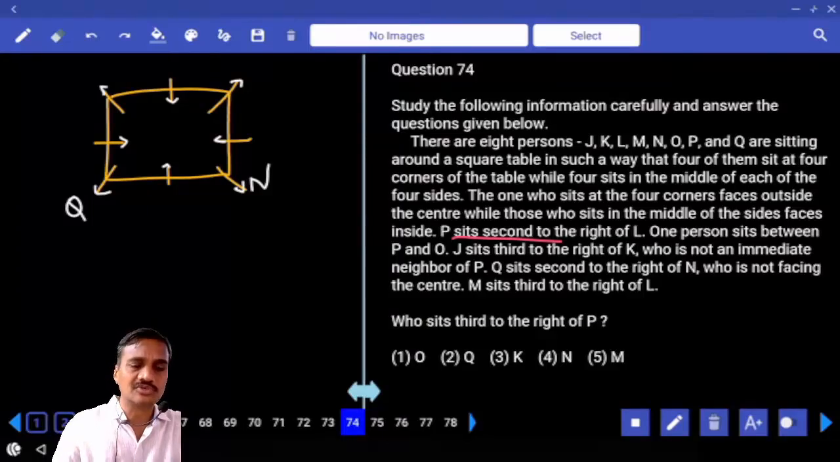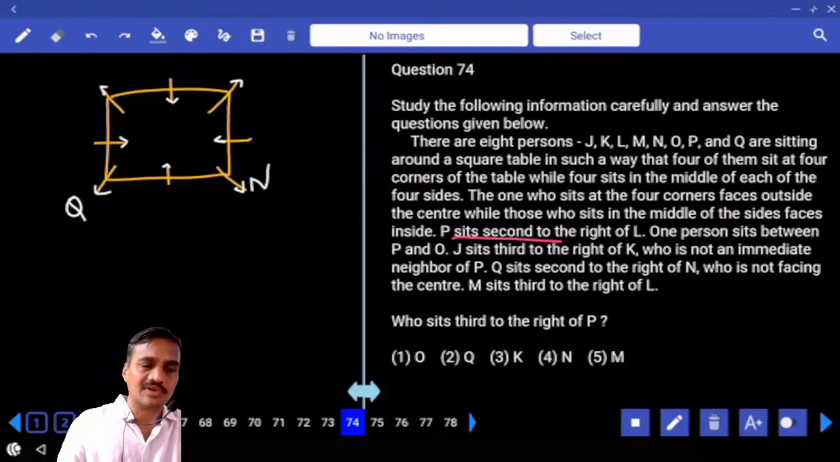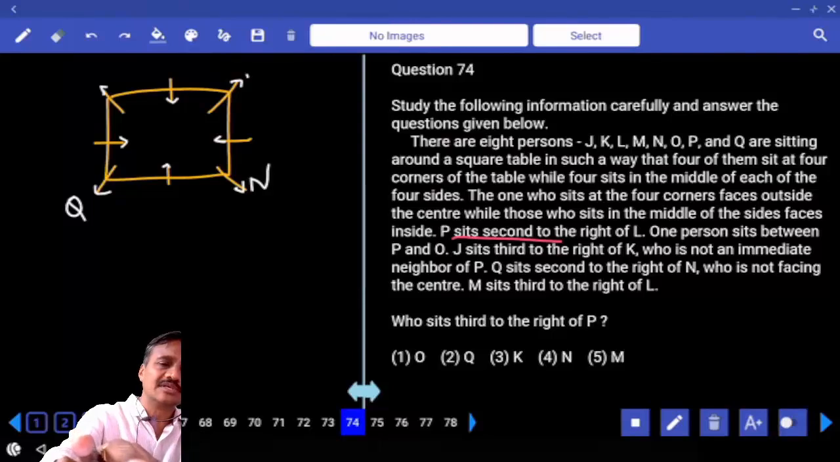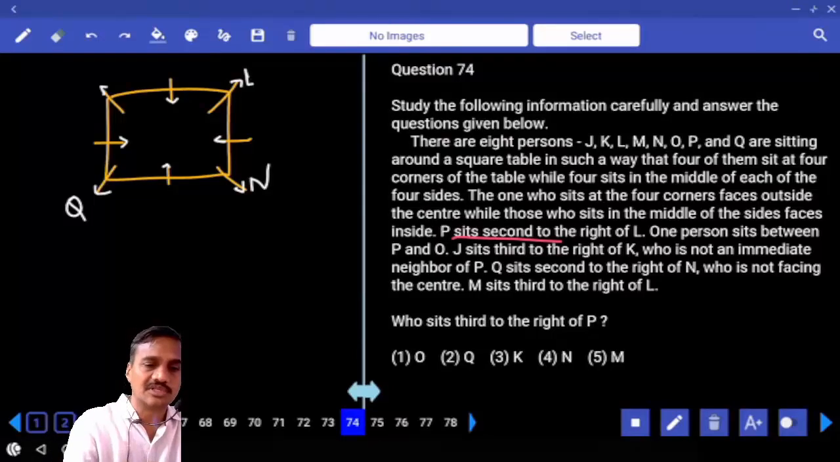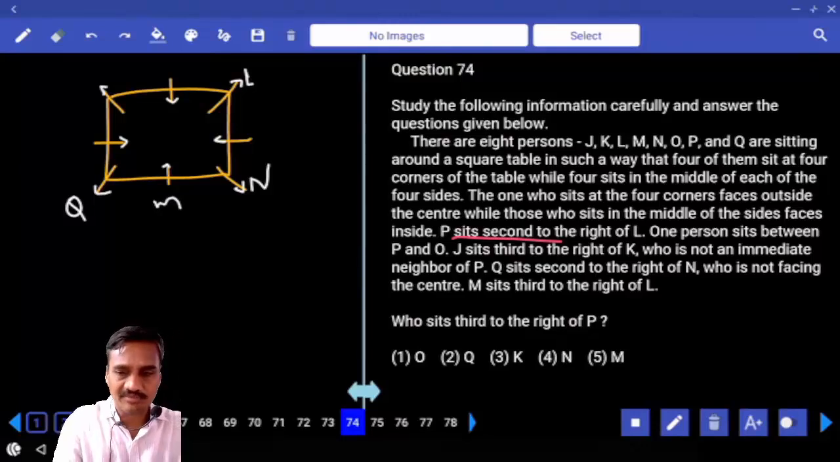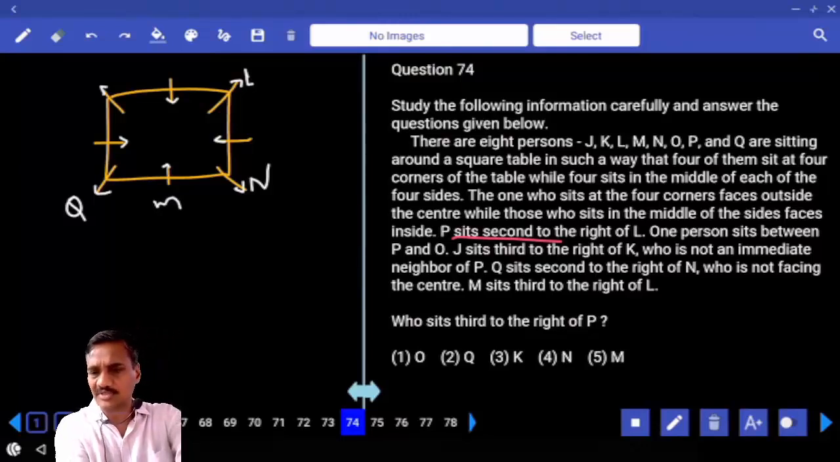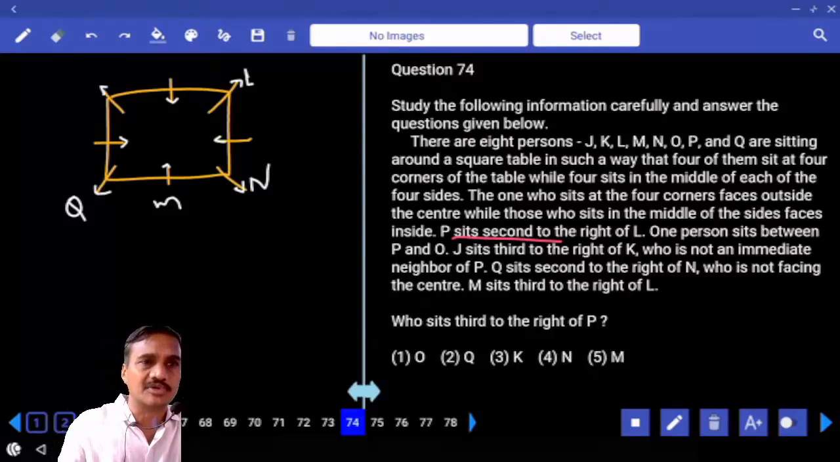As M sits third to the right of L, where can we have this M? I can start placing. Can we have M at this place? If L is placed here, then M must come here, since M sits third to the right of L. And if M is here, then for the other information, P sits second to the right of L, that is not possible if L is here.